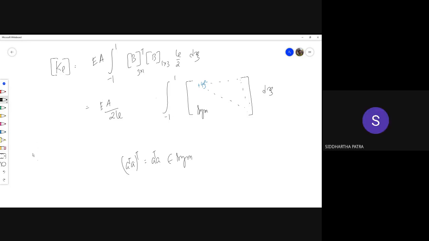It's because B1 is like 1 by LE times minus 1 plus 2 xi. Plus 2 xi, no? Yes, yes. Okay, correct. Anyways, 1 minus 4 xi and 1 plus 4 xi would both be treated alike, and you will realize why, because both are odd functions.